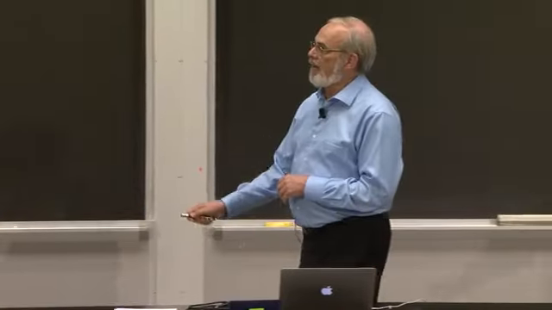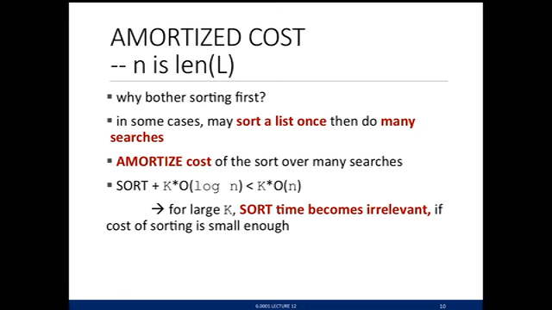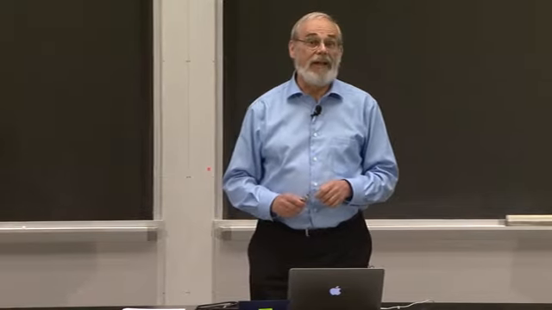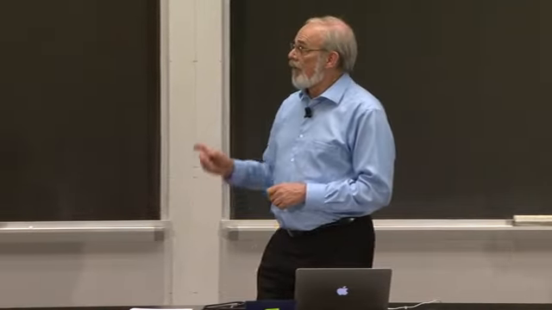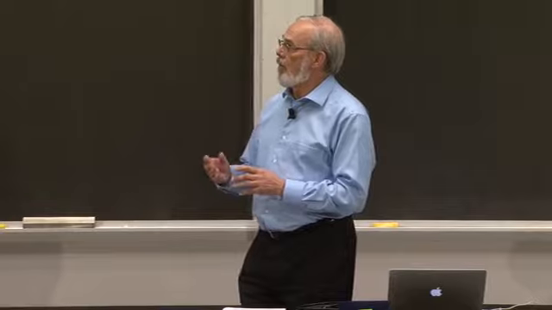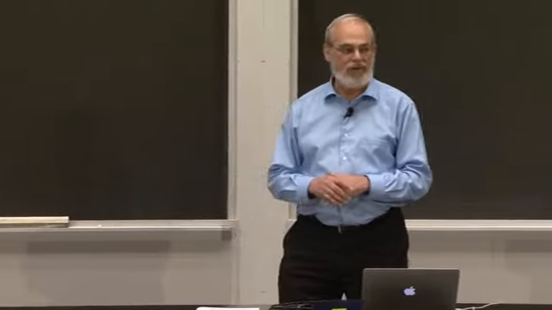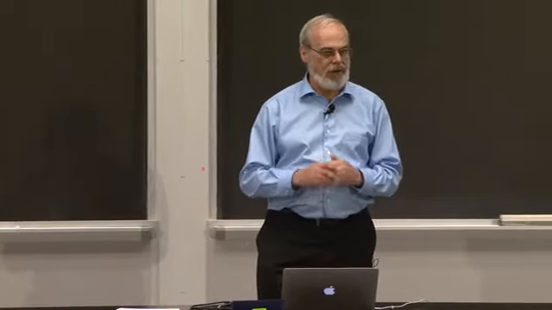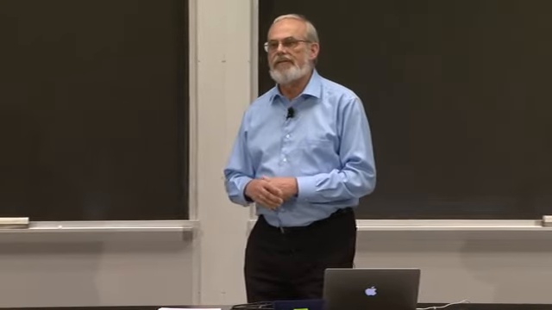Now what I want to know is, if I'm going to do k searches, the cost of those k searches is going to be k log n, because it's log n to do each search. And I simply need to know, is the cost of sorting plus this less than k searches using linear search? And the answer is yes. For large k, there are ways to do the sort where the sort time becomes irrelevant, and the cost is really dominated by the search.